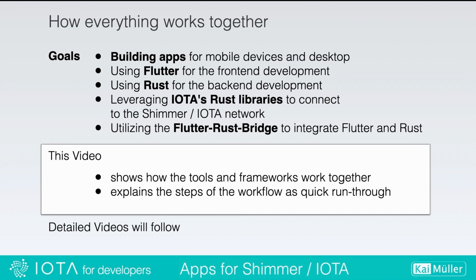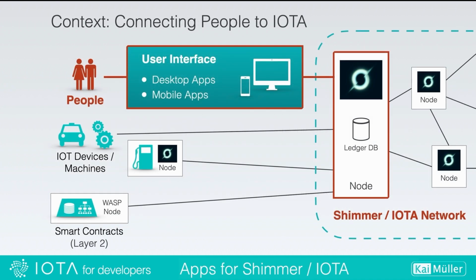First, I will provide a clear explanation of the workflow steps involved. I will then proceed with a quick app creation, showcasing how the process comes together seamlessly. But first, let's take a moment to understand the context. Our goal here is to empower individuals by enabling them to utilize the IOTA and Shimmer network through an app.